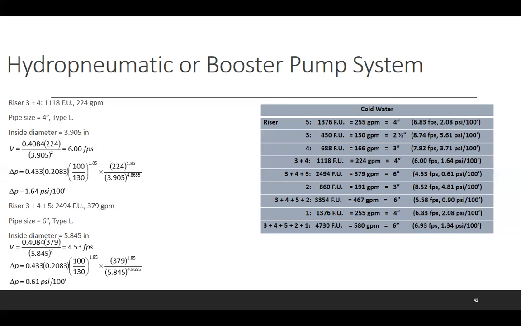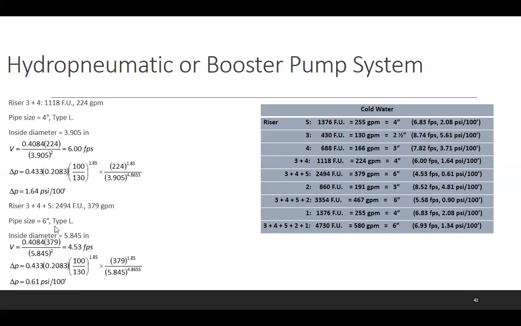Okay? Mababa kasi yung velocity niya. So, for less than 6.8 ka talaga, bababa yung mga pressure pump. So, riser 3 plus 4 plus 5. Ang total niya is 2494 FU. So, 379 GPM.